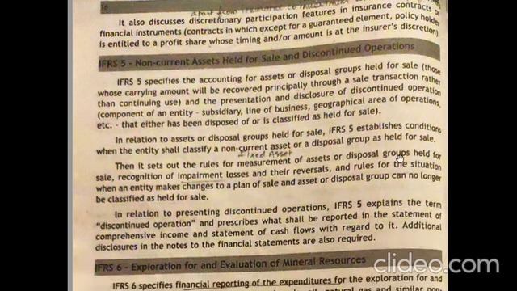IFRS 5, Non-current Assets Held for Sale and Discontinued Operations. IFRS 5 specifies the accounting for assets or disposal groups held for sale, those whose carrying amount will be recovered principally through a sale transaction rather than continuing use. This accounting standard helps in treating a non-current asset which is held for sale. The asset which is held for sale is kept as it is, and depreciation is not charged on these assets.